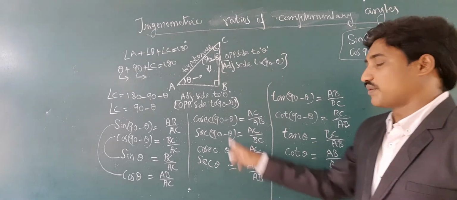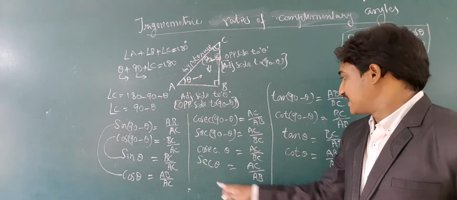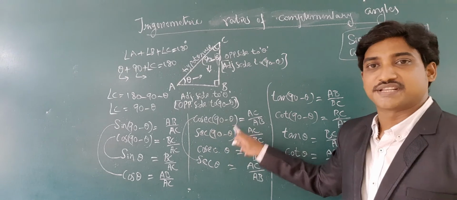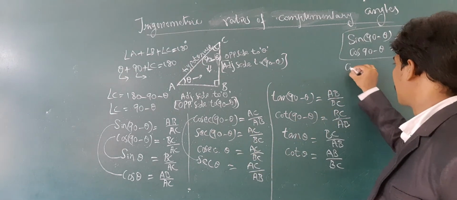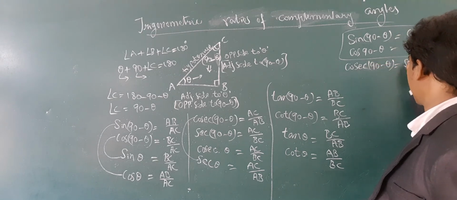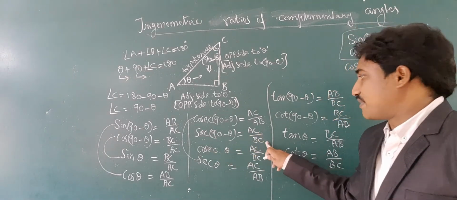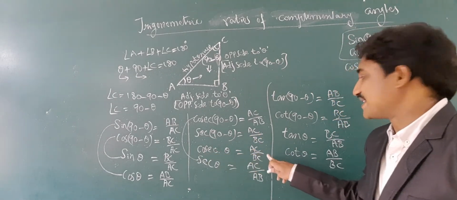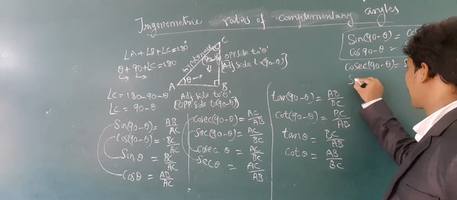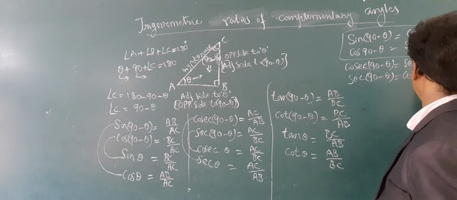We can observe one more result here. Cosecant 90 minus theta is AC by AB. Secant theta is also AC by AB. So these two are equal. Cosecant 90 minus theta equals secant theta. Next, secant 90 minus theta is AC by BC. Cosecant theta is also AC by BC. So secant 90 minus theta equals cosecant theta.